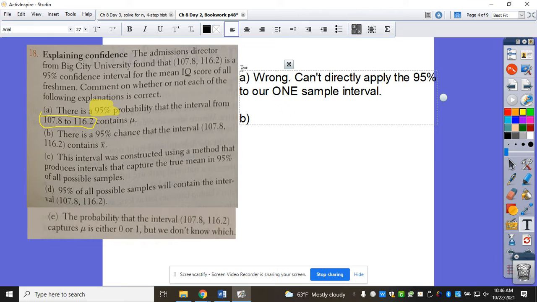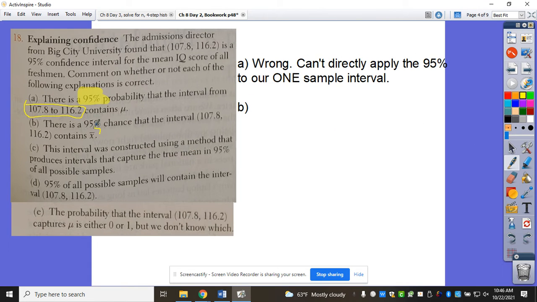Okay, what about B? B looks the exact same as A, except it now says X bar. How did I come up with 107.8 and 116.2? Margin of error from the X bar. So X bar is my dot that I started with. And then I make my green dots out here.